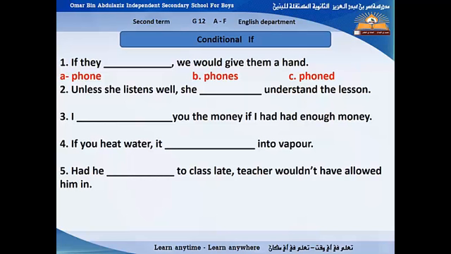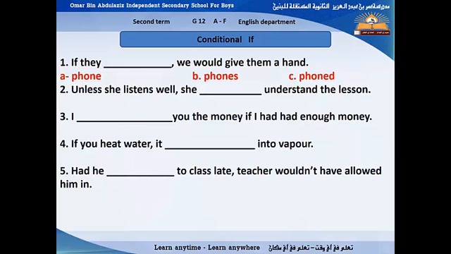So whatever verb you use here should be past simple. Let's have the choices: phone, phones, phoned. The right answer here is phoned, the only one which is past simple. Let's have a look at the second one.